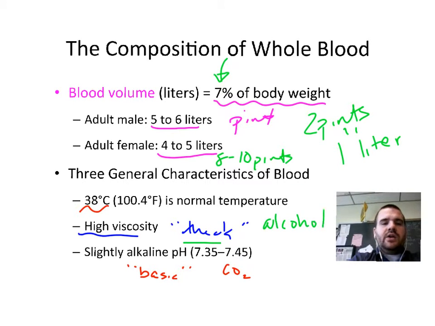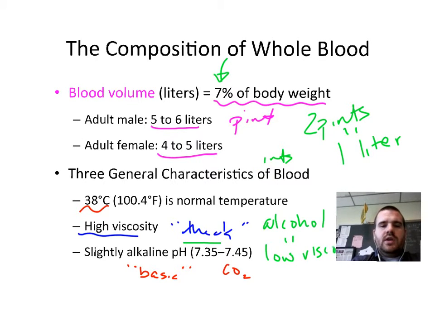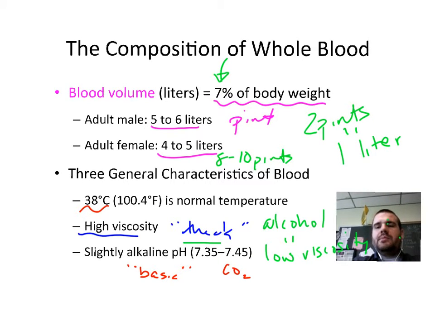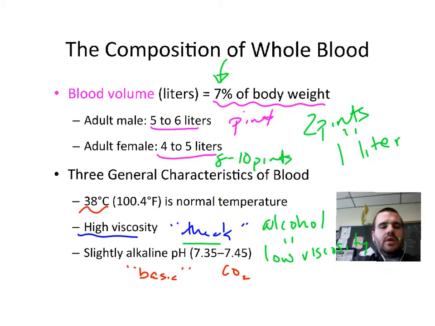And it's slightly alkaline, or in other terms, basic, okay? With a pH of 7.3 to 7.4, just slightly on the basic side of neutral. And that can really be altered and is heavily influenced by the amount of carbon dioxide that your blood is carrying. A lot of CO2 can throw off your blood pH. And that's typical in somebody who has emphysema, has problems breathing.